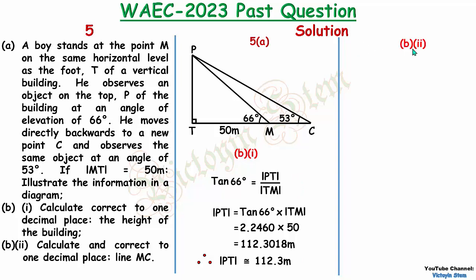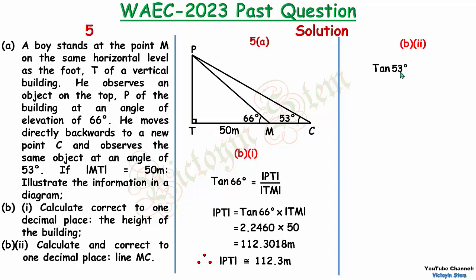So I'm done with the first part of the B part of the question. I move to the second part, that's BII. I'm to look for MC, the distance between the previous point where the boy was and the current point where he stands. I will equally use tangents because I have angle 53, which is equivalent to TCP, and I already know the height of the building, PT. I've calculated that from the previous solution, 112.3018 or 112.3 as the case may be. I need to find the horizontal TC.